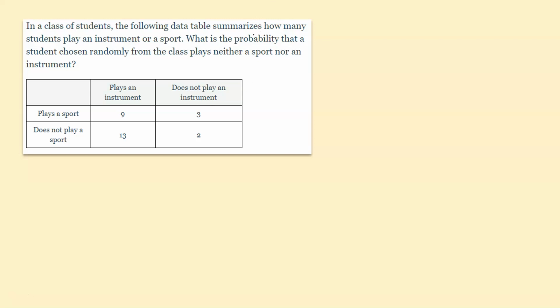So this time they're giving you the table. That's nice. The only thing they don't give you is the totals, so you want to fill in those yourself. Total people that play a sport would be 9 plus 3, which is 12. Total that don't play a sport, 13 plus 2 is 15. Total that play an instrument, 9 plus 13 is 22. And total that do not play an instrument, 3 plus 2 is 5. So 12 plus 15 is 27, and 22 plus 5 is also 27. So that means there's 27 total in the class.